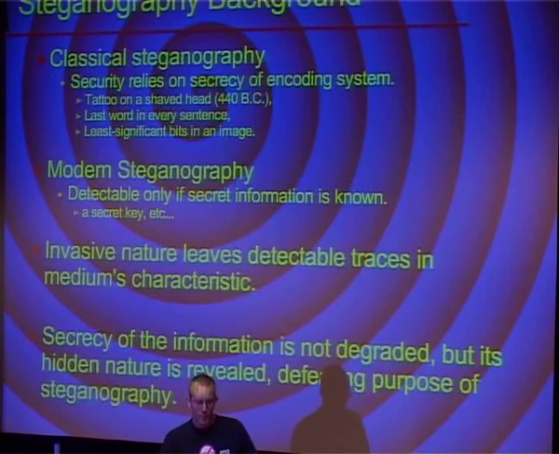I will try to answer these questions in this talk, and we'll see how it goes. So to give you some background about steganography. Until a few years ago, all steganography was classical steganography. That means the security of the steganographic system relied on the secrecy of the encoding system. We have a very famous example in history where a Roman general wanted to communicate some information, and he took a slave and shaved his head, put a tattoo with the hidden message on the shaved head and waited for the hair to grow back, and then sent the slave on his way. And since nobody knew that you could hide information on a shaved head, that runner came through and was able to deliver the message without anybody knowing that there was a message being delivered.